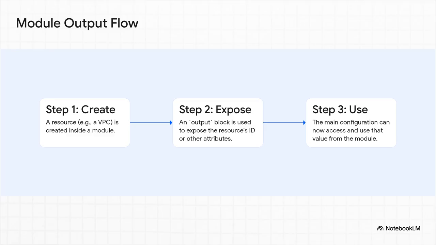It's a beautifully simple three-step dance. First, a resource gets created inside your module. Then, you add an output block, and you just point it to whatever attribute you need, like that VPC's ID. That's it. Now, back in your main code, you can just reference that module's output directly. It is the official, clean way to let your modules talk to each other.